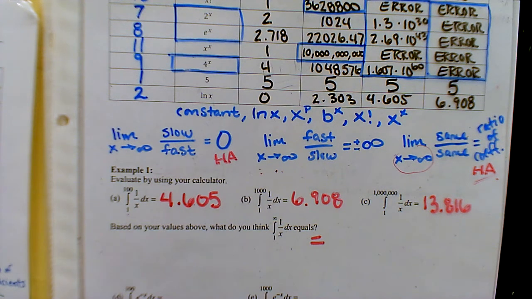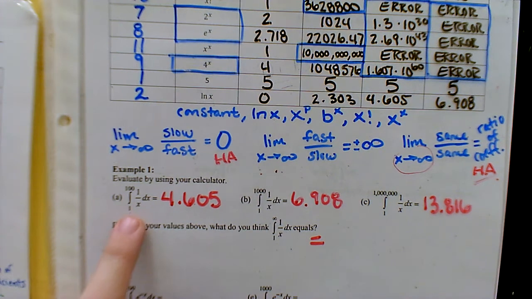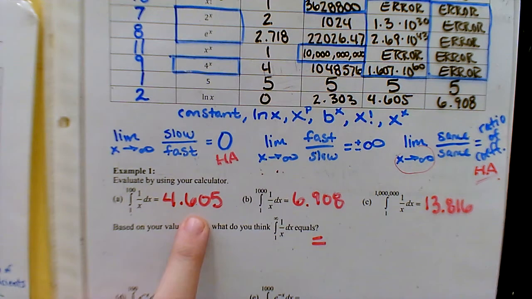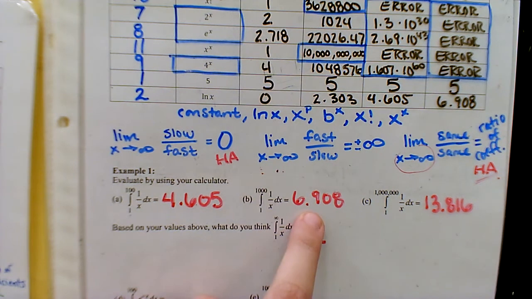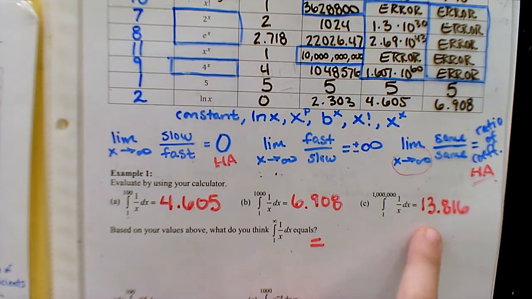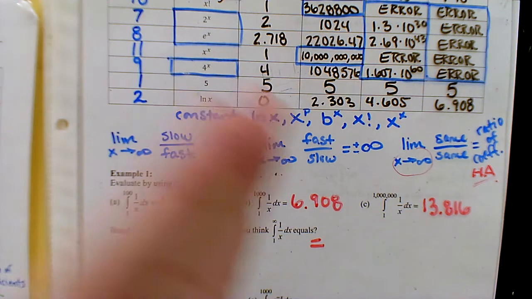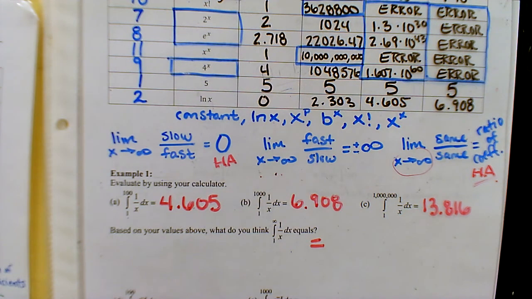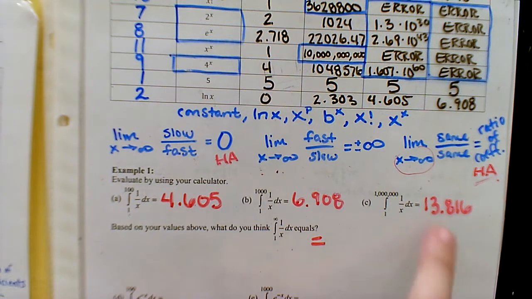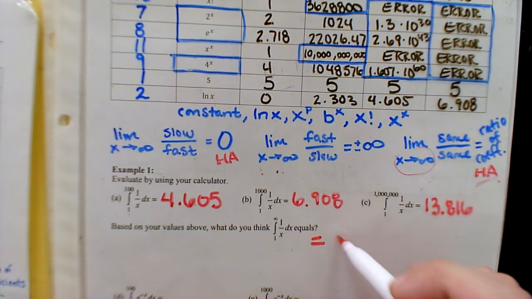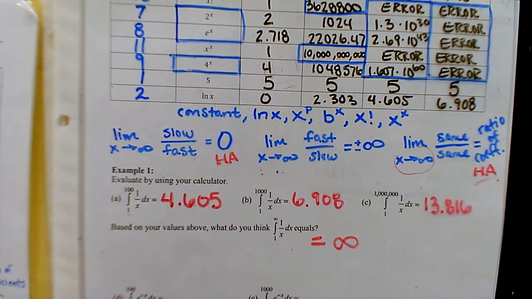Notice how, remember, integral essentially means area. So the area under this graph from 1 to 100 is this amount, and then from 1 to 1,000 is that amount, 1 to 1,000,000 is that amount. Notice how as we keep increasing the x value towards infinity, the area value seems to increase as well without bound. So you're just going to keep going forever towards infinity.